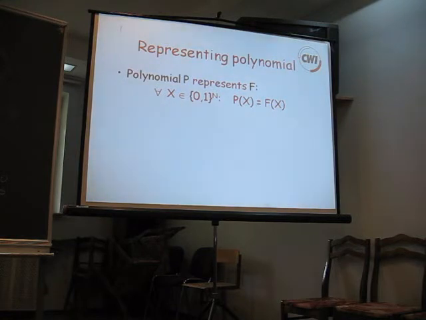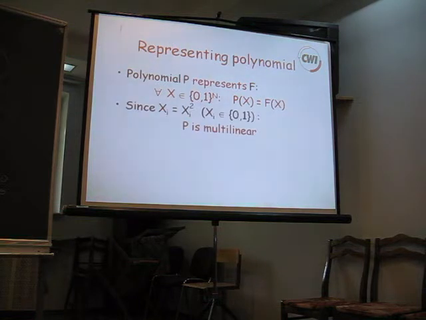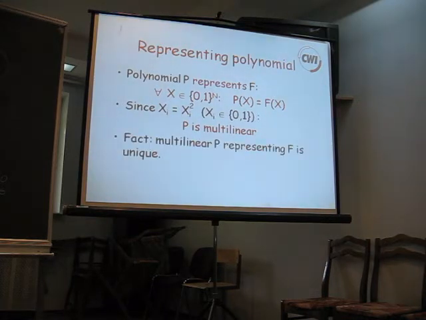So on this slide, we say a polynomial represents a function f if for all Boolean inputs the value of the polynomial is equal to the value of the function. Since I only put in Boolean values, if I square my variable, it's the same as not squaring it. So I may assume that my polynomial is multilinear, meaning that there are no higher order variables. An easy fact is that any multilinear polynomial that represents a function f is unique. There's only one polynomial that does that.